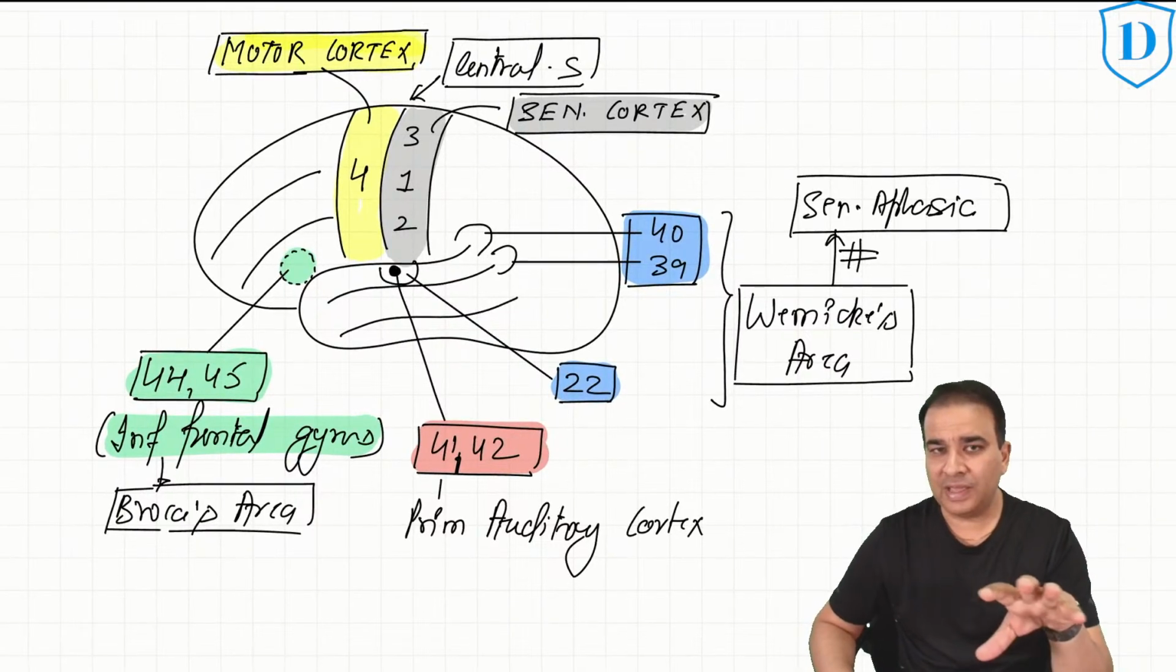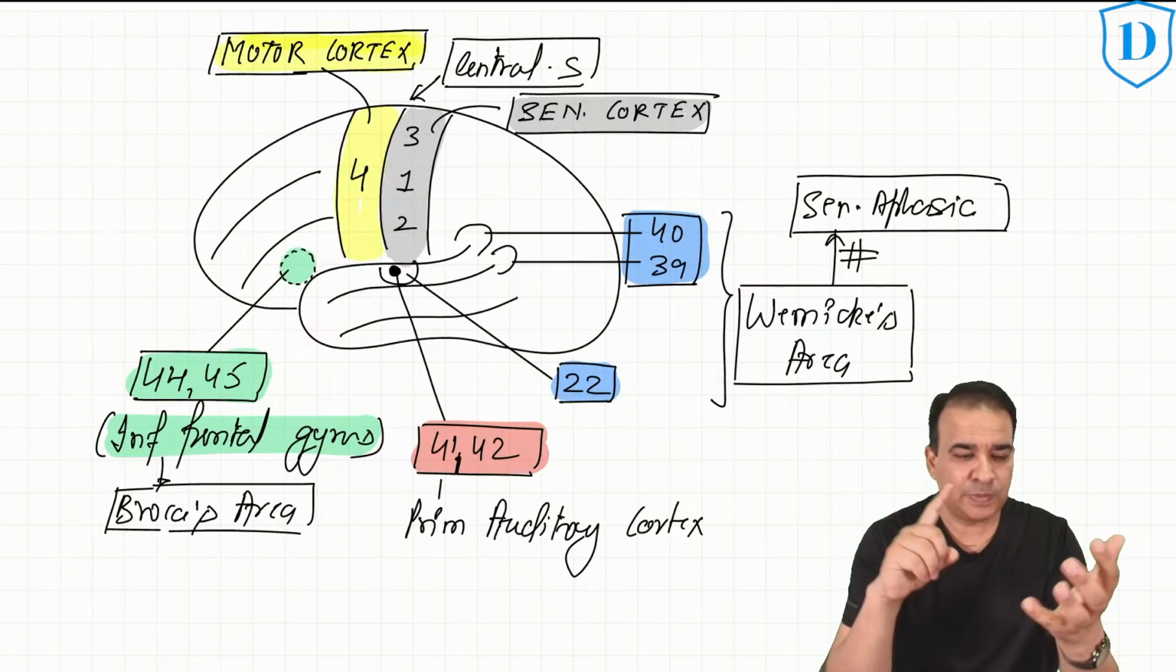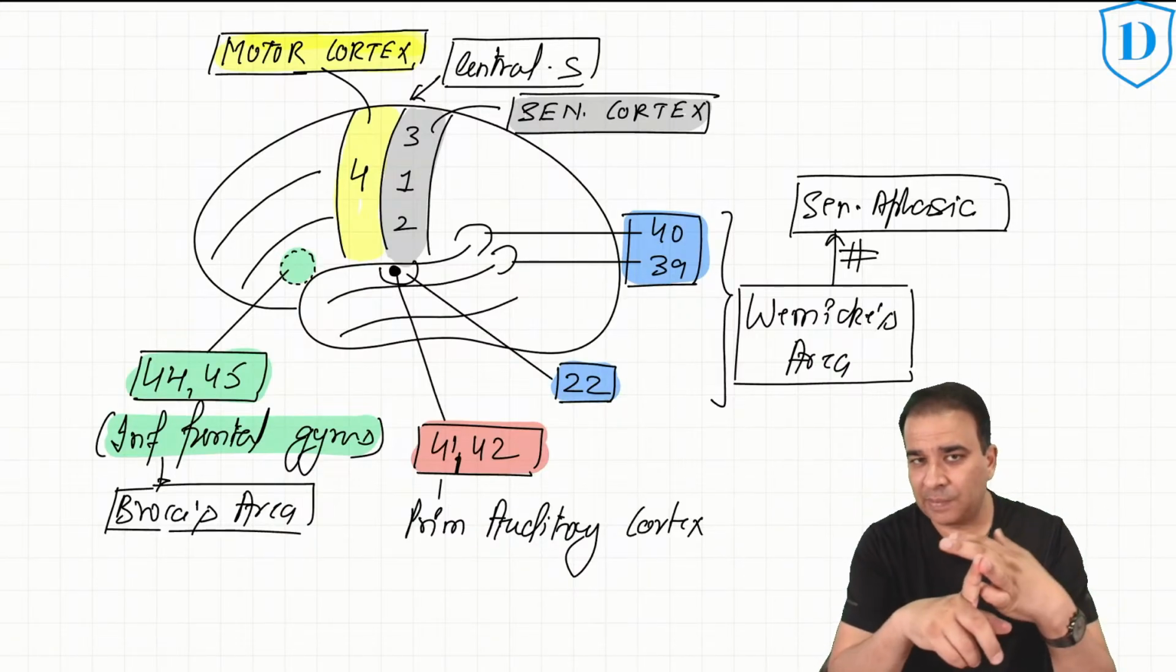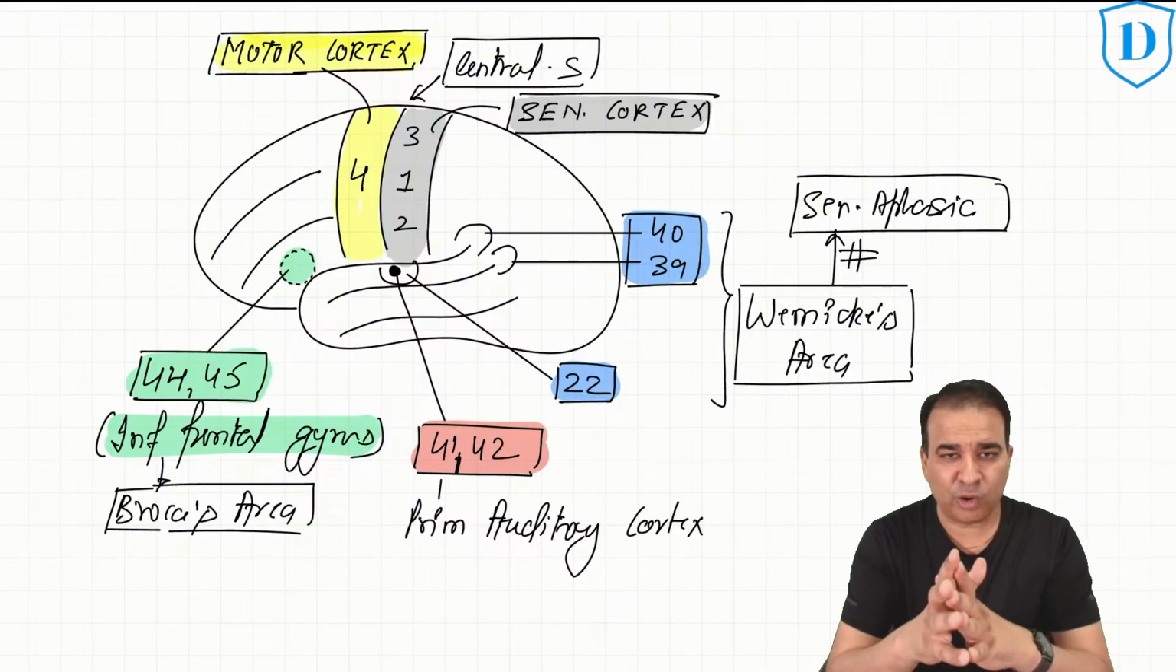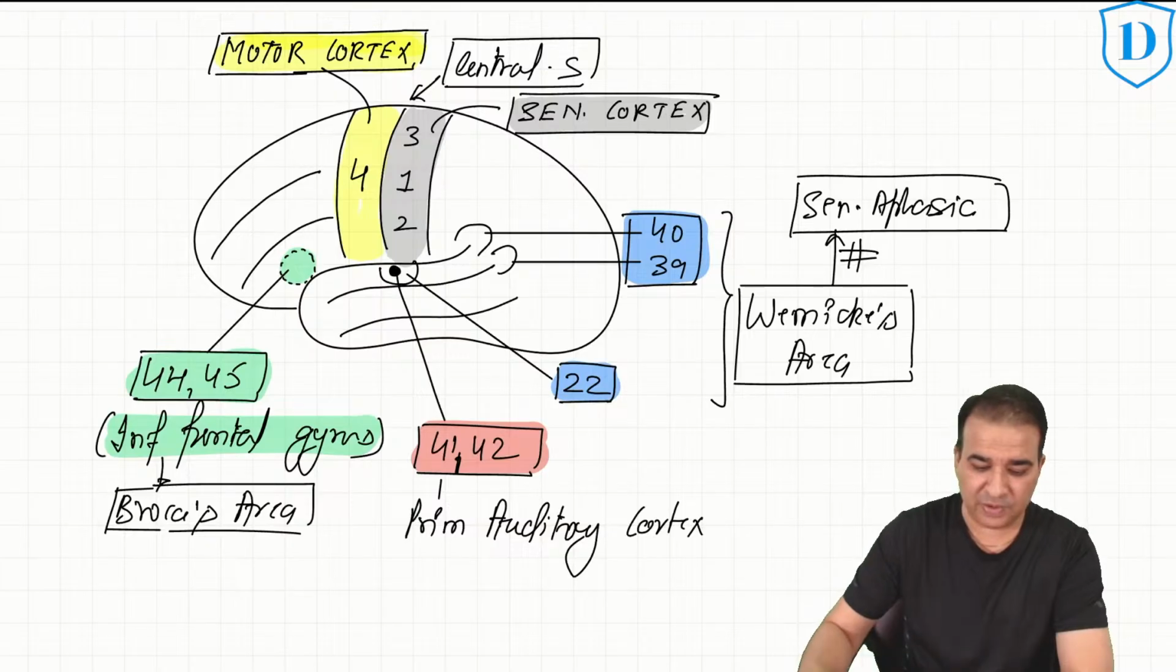Right, so these are some important areas which are to be noticed from the lateral surface. So if you get an image-based question, you should be able to identify where Wernicke's area and Broca's area are present. Motor and sensory cortex are also important, but from the question point of view, it's Wernicke's and Broca's area that are very, very important.